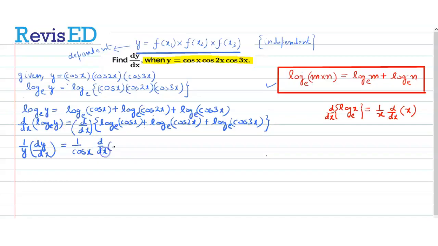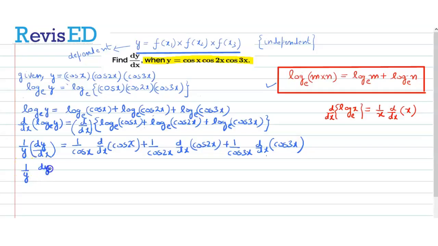So 1 by cos x multiplied by d by dx of cos x, plus the differentiation of log e of cos 2x, which will be 1 by cos 2x multiplied by d by dx of cos 2x. In a similar way, 1 by cos 3x multiplied by d by dx of cos 3x. So we have 1 by y multiplied by dy by dx.